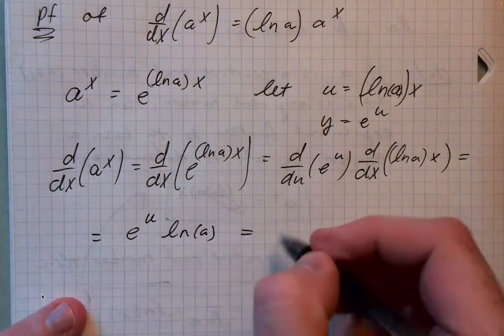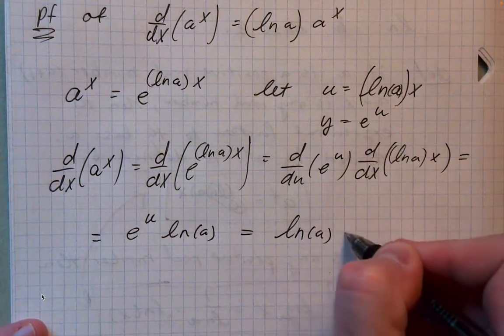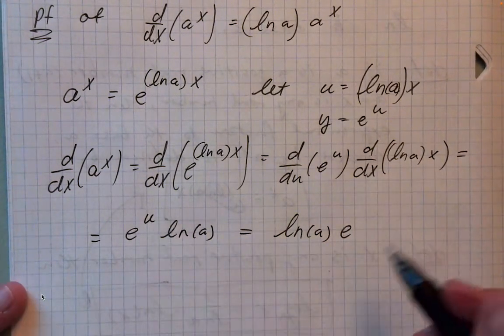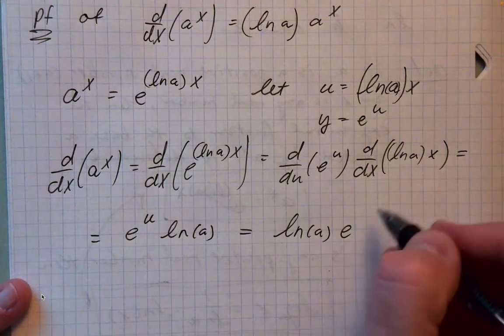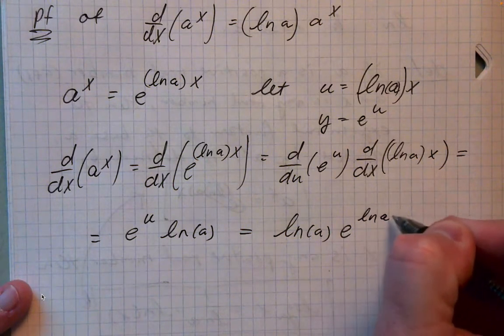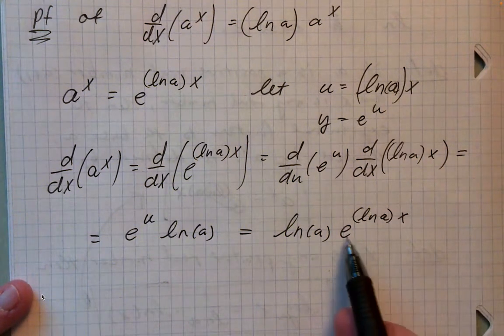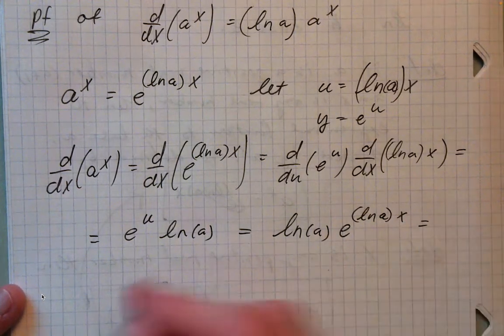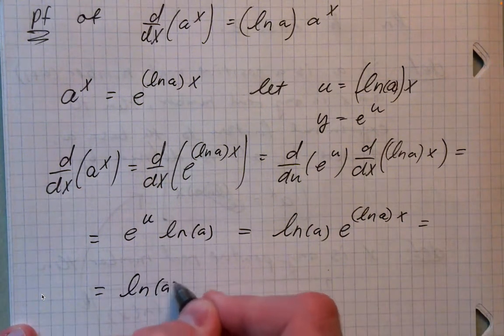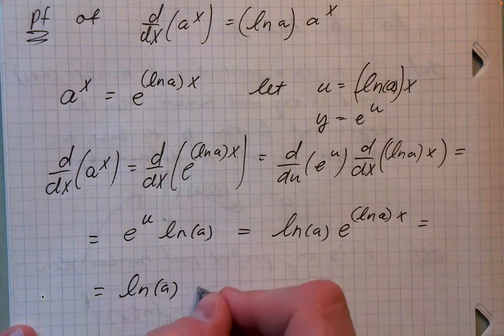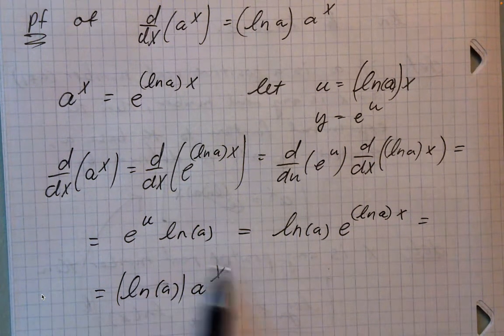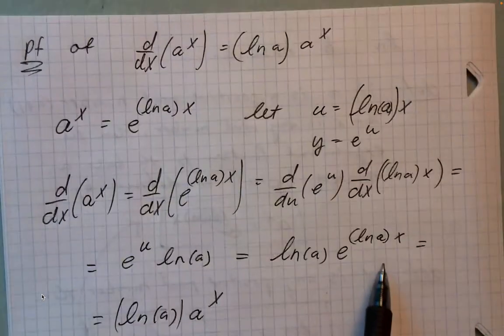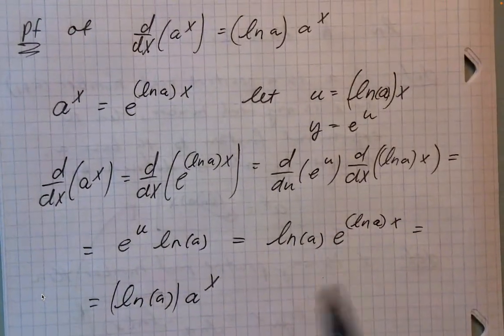Okay, and so you can see that instead of e to the u, we would want to plug back in our ln a times x, like so. And then instead of e to the ln a times x, we'd want to write that in the more compact form. This is just a to the x. Okay, so there we go. So the derivative here is the natural log of a times a to the x, just an application of the chain rule. Okay, but it's an application of the chain rule, but you also have to remember this fact.